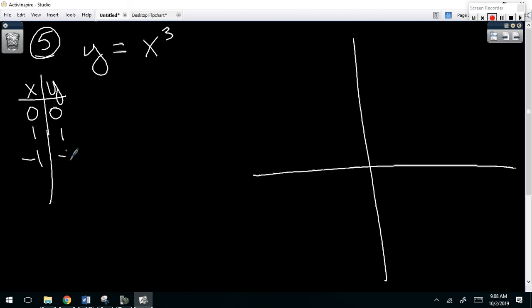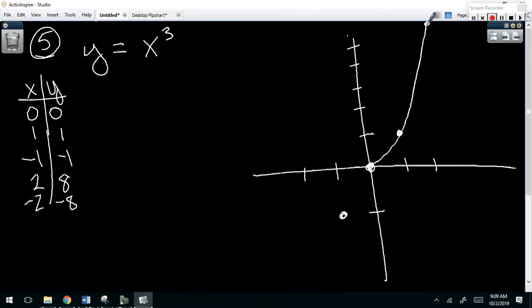So this graph looks like... Now, this is not just a line, okay? Because if I plugged in 2, what's 2 to the third? 2 times 2 times 2. 8. Same thing, negative 2 is negative 8. So what's going to happen is... it's going to be way up here. Okay? And way down here. What I'm trying to show you is that when you graph this, it does this. That's exactly right. Okay?